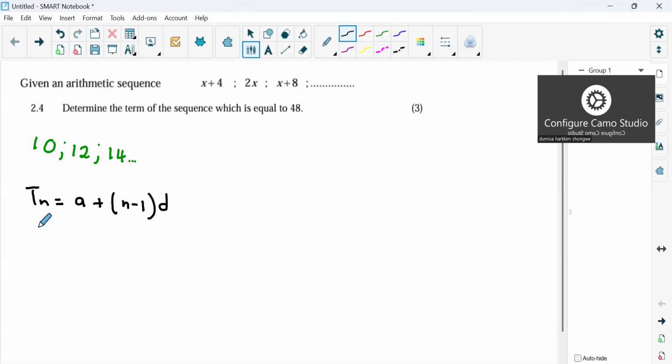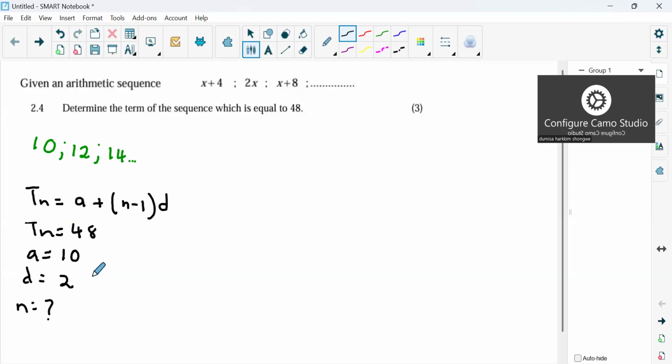Let's use what we learned yesterday from our senior marker. They said that we should give our variables names. So we're going to write Tn is equal to 48. Basically we're collecting our data. And then we're going to say that a is equal to 10, which is the first term. And then d is equal to 2. And n we don't know, so we're going to put a question mark on n.